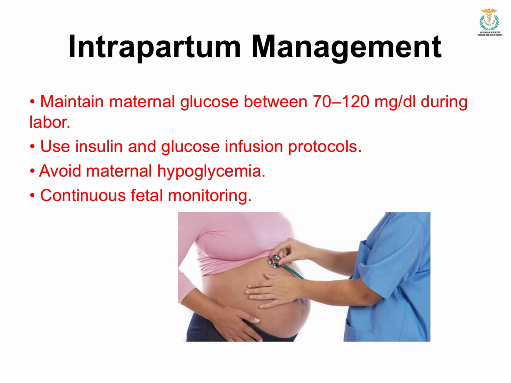Next is the intrapartum management. So how will you manage the condition in the intrapartum? During the labor, we aim to keep maternal glucose between 70 to 120 mg per dl to avoid any neonatal hypoglycemia. Usually, we give glucose and insulin infusion, insulin to control sugar and glucose to prevent the hypoglycemia. So monitor the blood sugar every 1 to 2 hours during the labor. Continuous fetal monitoring is also very important. So if the baby is large or there are obstetric complications, cesarean section may be planned, but the principle here is control sugar, avoid any complications. So that has to be your goal during the intrapartum management.